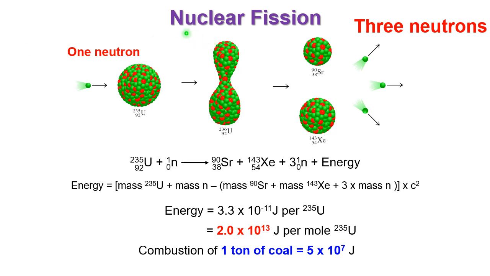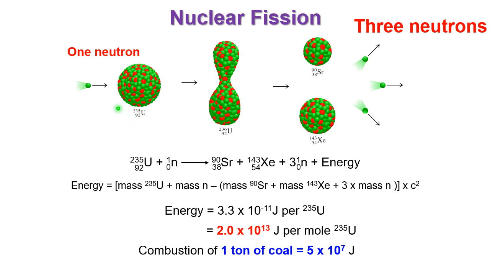So what are we talking about? When one neutron strikes uranium isotope 235, keep in mind 235 is not the main isotope of uranium. Most of uranium is 238. So we are talking about 235 only.